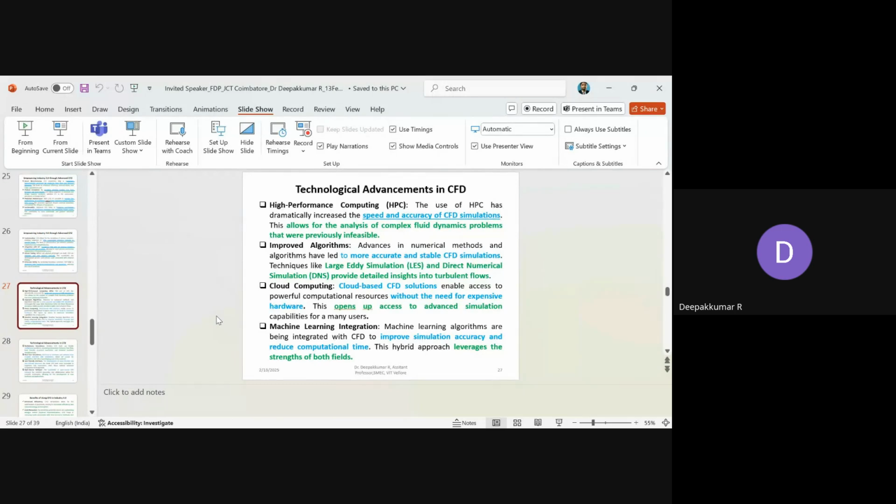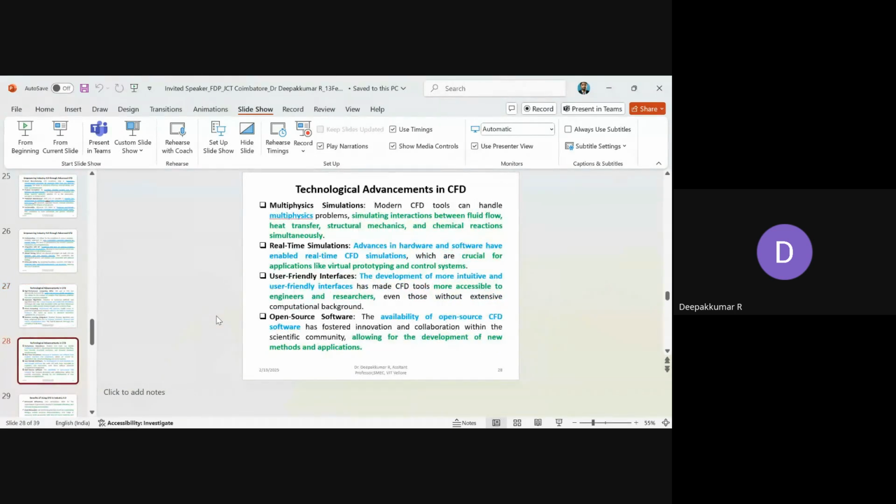We can reduce this. This hybrid approach leverages the strength of both fields, machine learning as well as CFD. And multi-physics simulations: modern CFD tools can handle multi-physics problems, simulating interaction between fluid flow, heat transfer, structural mechanics, and chemical reactions simultaneously. So we can solve multi-physics problems with the help of high-performance computing in a quicker manner.